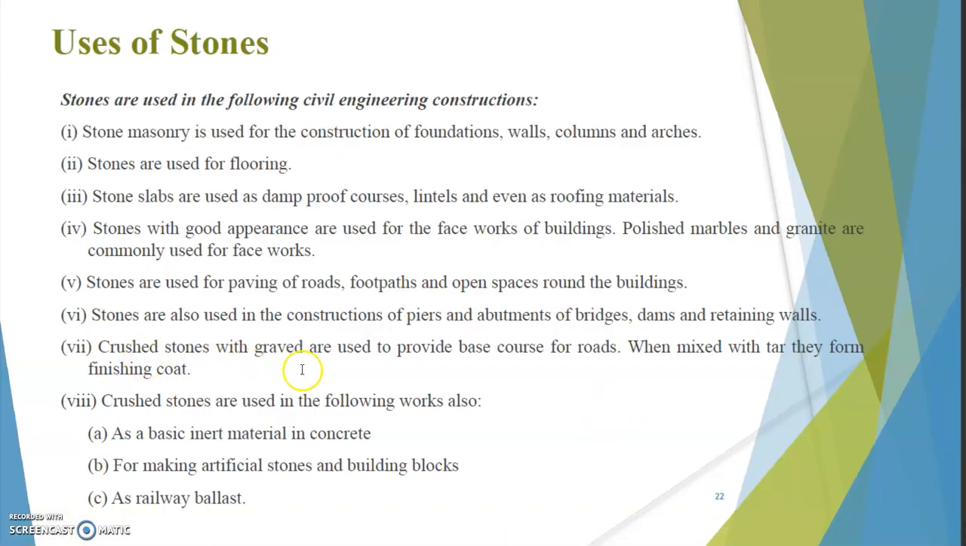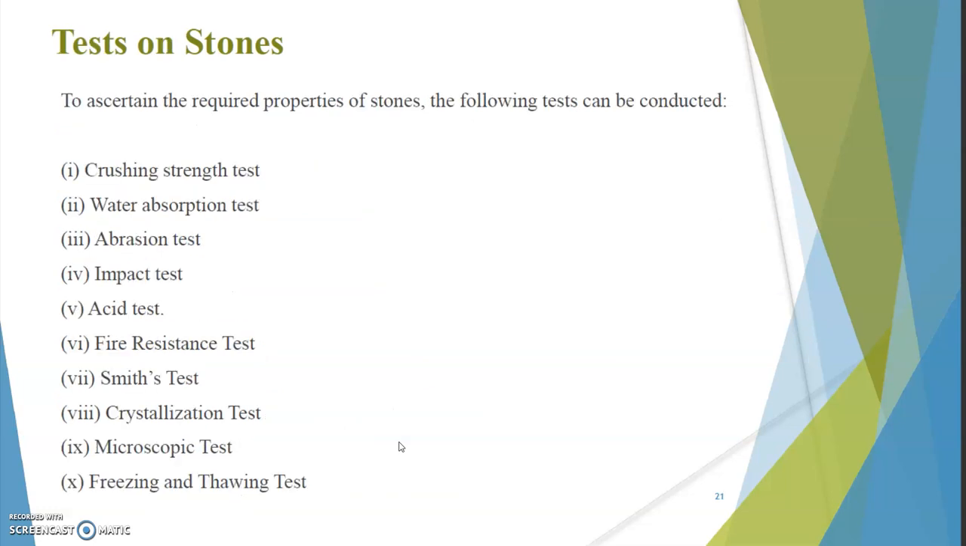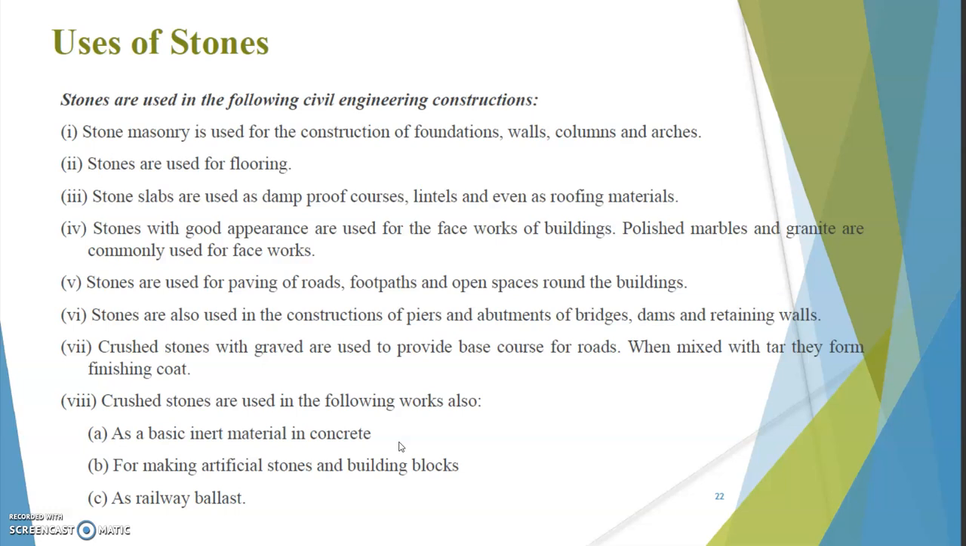Crushed stones with gravel are used in base work for road work. The base course for roads, we will be seeing in detail in the fifth unit in the transportation domain. And crushed stones are used as a basic inert material in concrete. Yes, concrete is a very important application for stones, as are making artificial stones and building blocks, and railway ballast. Railway ballast we have already seen, and concrete is an important application where stones are used. We will be seeing concrete in detail in upcoming sessions, right? So these are all the tests and uses of stones.